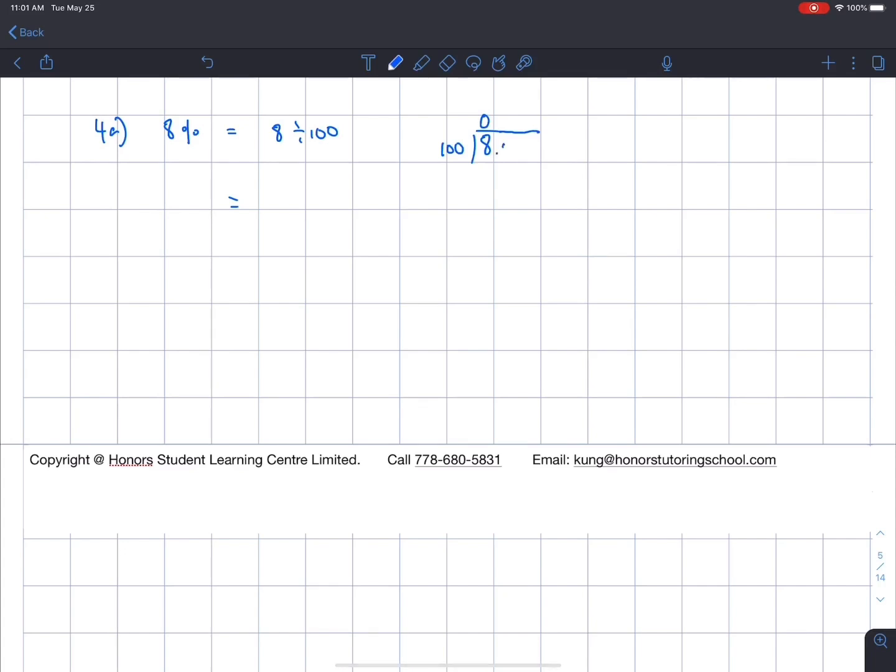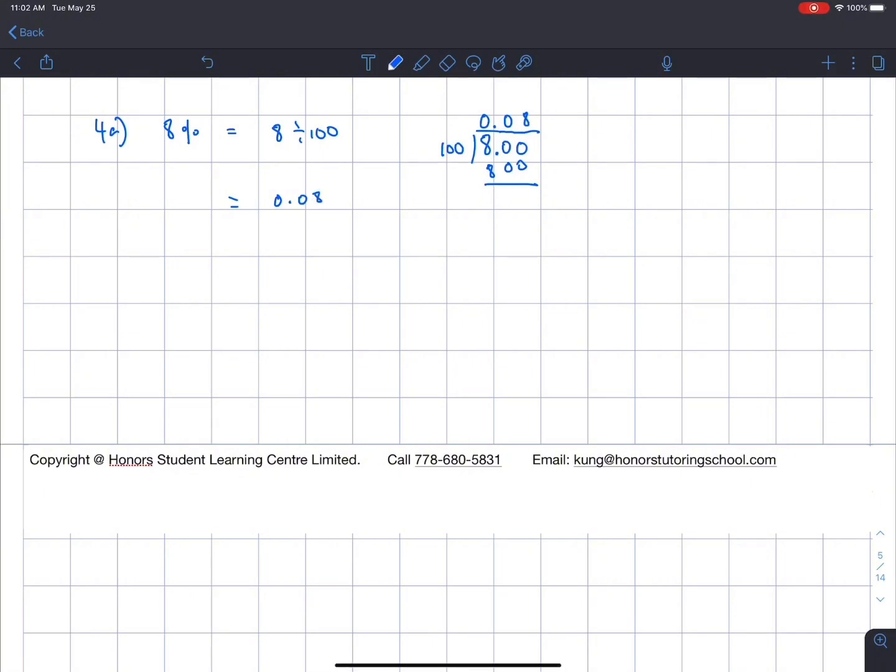I add 1 decimal point, line up the decimal point. 100 goes into 80 0 times, so I need to add an extra 0. Finally, 100 goes into 800. That's 8 times. 100 times 8 is 800. So the answer is 0.08.